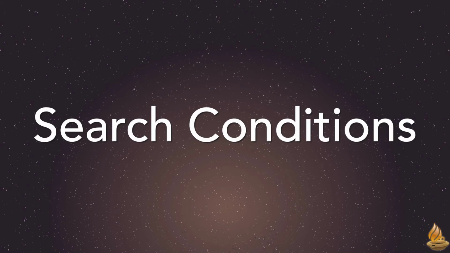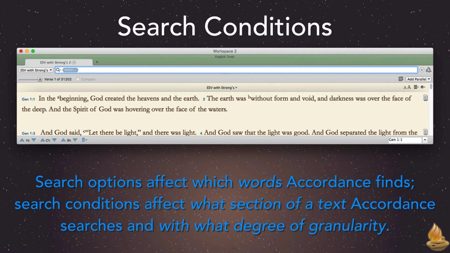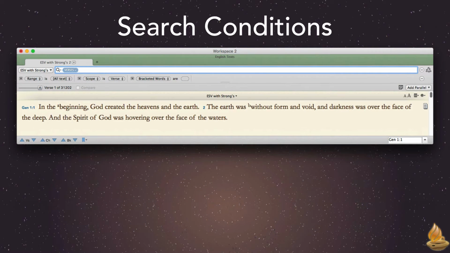Search conditions. Search options affects which words Accordance finds, while search conditions affect what section of a text Accordance searches and with what degree of granularity. We can add one or more search conditions by clicking the plus sign on the right side of the search entry box. There are three possible search conditions.